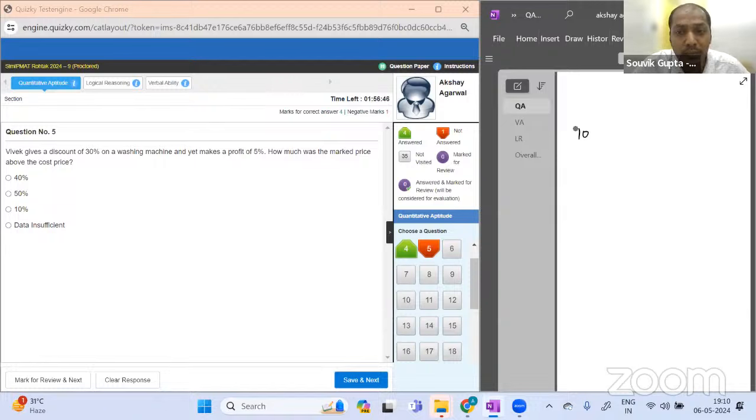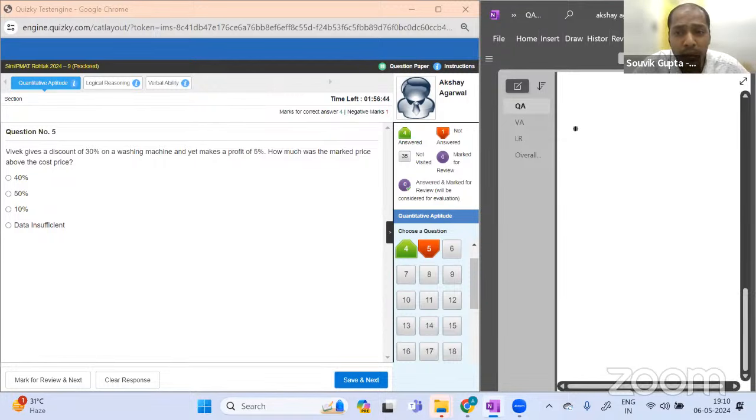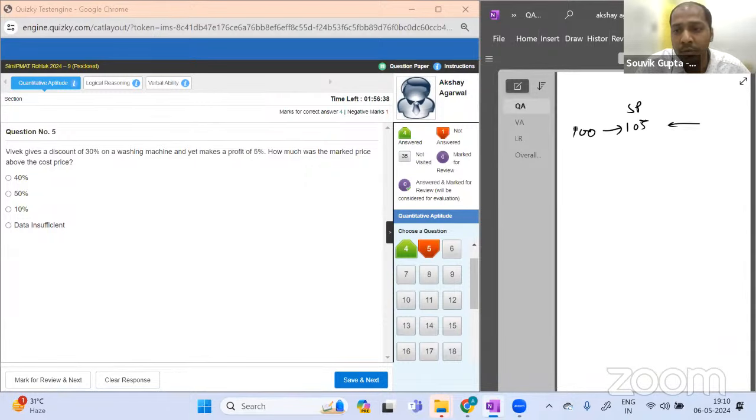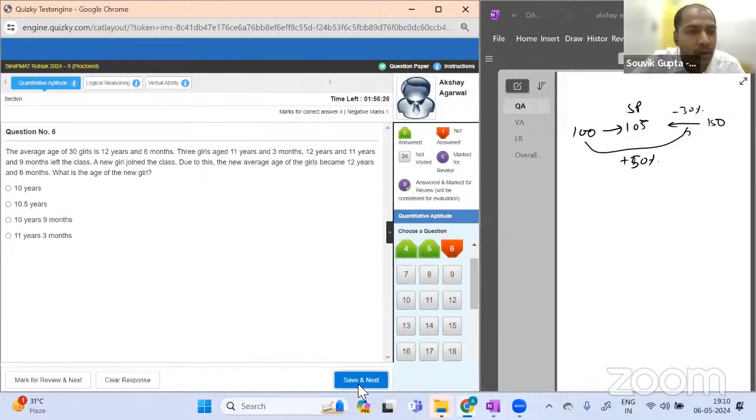So let the cost price be 100. 105 was the selling price, but this was 70% of some number. This is 70% of 150. I know that, so this is basically a 30% discount. Therefore, the marked price is 50% more than the cost price. Answer is option B. Moving on.